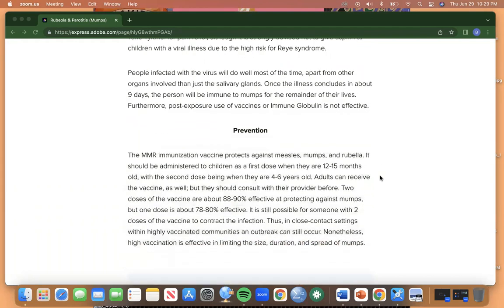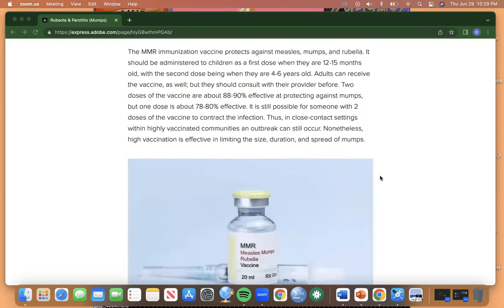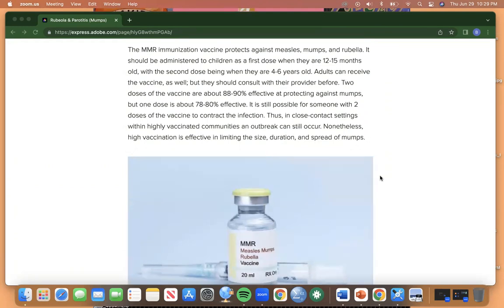Now, prevention. The MMR immunization vaccine protects against measles, mumps, and rubella. It should be administered to children as a first dose when they are 12 to 15 months old, with the second dose being when they are 4 to 6 years old. Adults can receive the vaccine as well, but they should consult with their provider before.